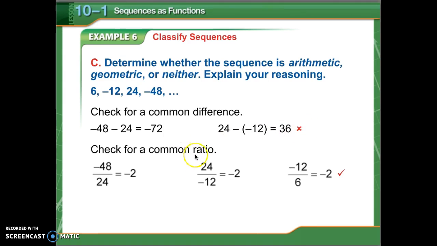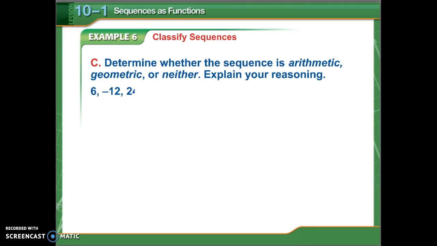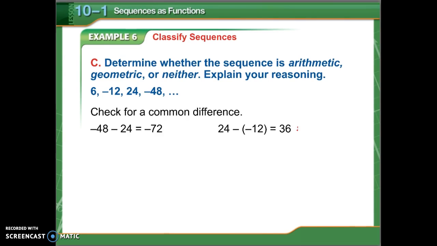If you check for a common ratio, you should see, hopefully, that each time to advance to the next number, you multiply by negative 2. There is a common ratio. Because there's a common ratio, it means that this sequence is geometric.